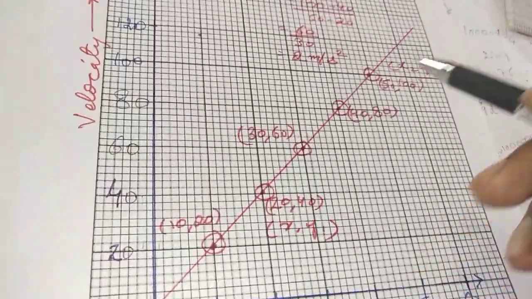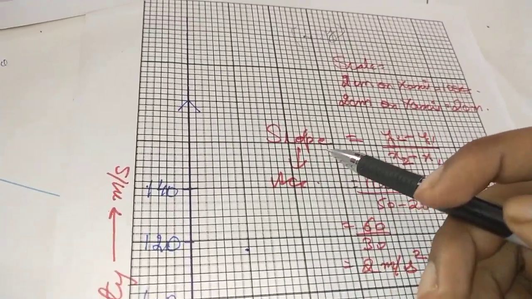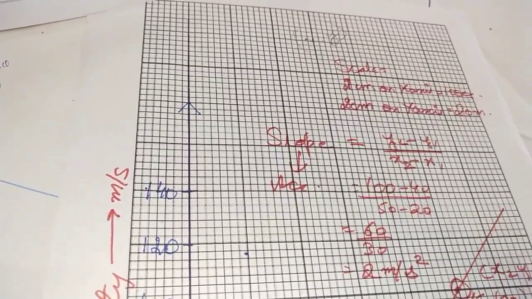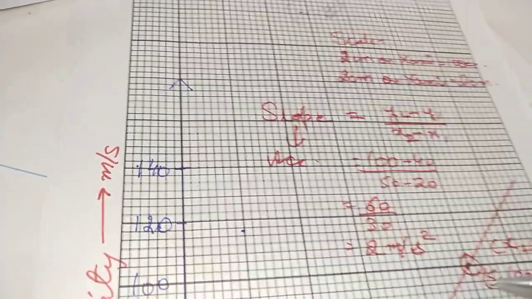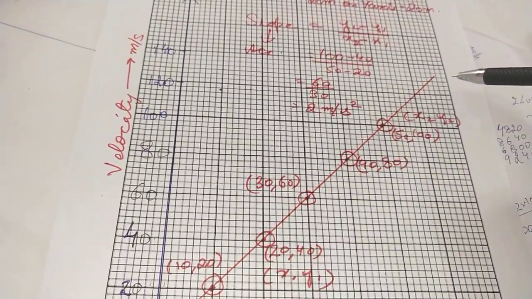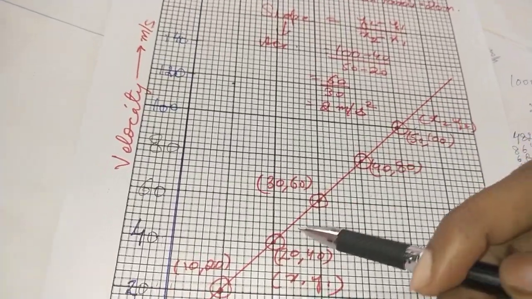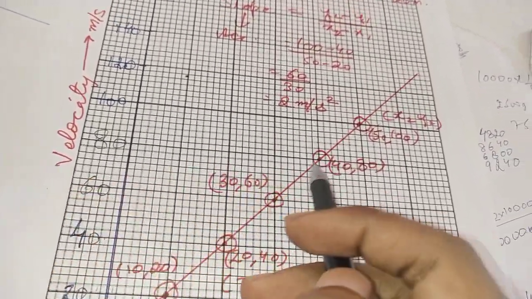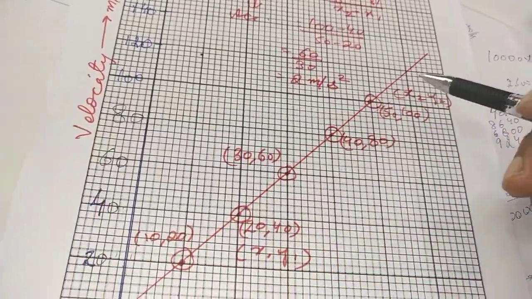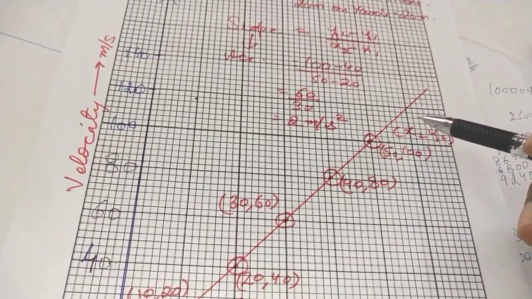After plotting the graph, we are going to calculate the slope, and let's see how it is going to be useful for us. After plotting the points, we see that a straight line comes up. A straight line means that with the increase in time, the speed is also increasing. So this is what it means from a straight line.